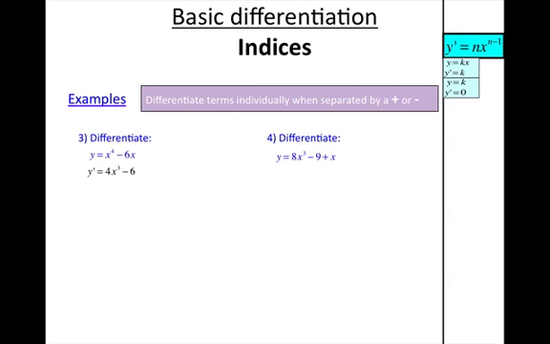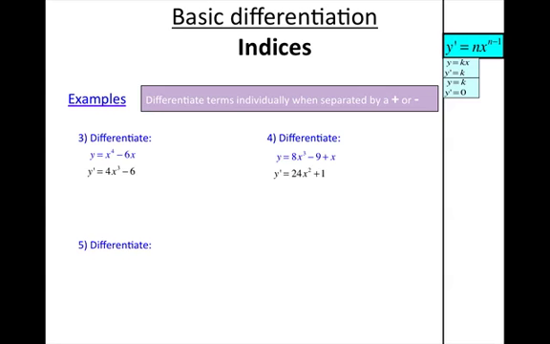Next one. 8x cubed minus 9 plus x. Let's differentiate that. We can do it individually because they're separated by a plus or minus. First one, 8x cubed. Bring down the power, minus 1 from the power. So when you bring down the 3, it times the 8, so you're left with 24x squared. The minus 9 is a number, so that disappears. And the plus x, well, that's just a coefficient of x. So that'll be just plus 1. There's your answer.